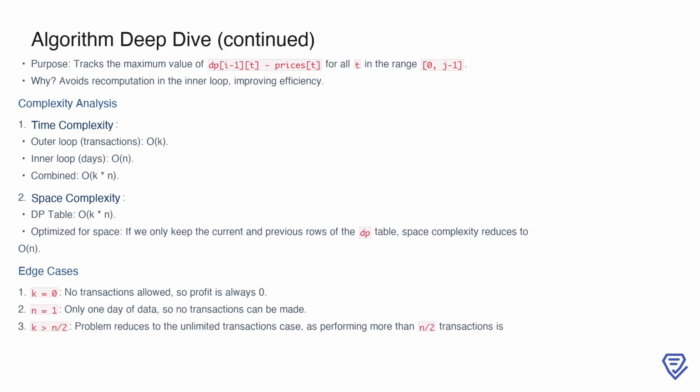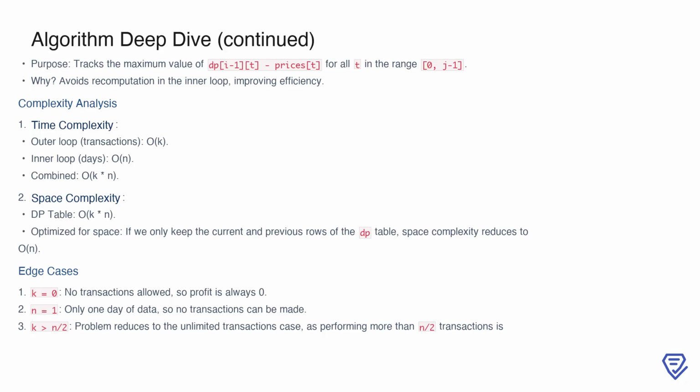Meanwhile, the max_diff variable tracks the maximum value of dp[i-1][t] - prices[t], for all prior days t up to the current day j-1. This rolling variable eliminates the need for recomputation in the inner loop, significantly improving efficiency.